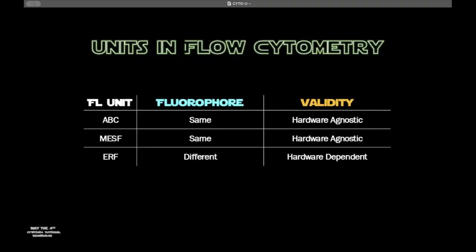So not all of these units are equal. In the case of fluorescence units, the antibody binding capacity and MESF units are hardware agnostic because they relate to a single fluorophore. Whereas if you're using another fluorophore, say a broad spectrum fluorophore on a rainbow bead, and then convert it into units of FITC, that broad spectrum fluorophore won't respond the same as FITC under different illumination conditions. That means that calibration is hardware dependent, and this can cause issues. So ideally, you want to stick with hardware agnostic units where possible.